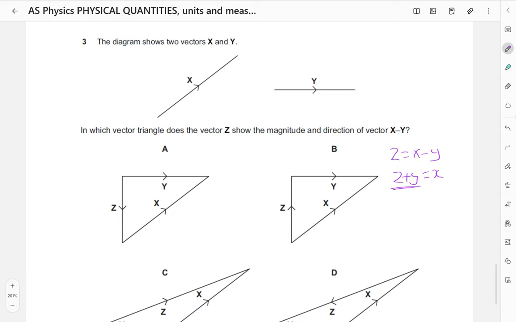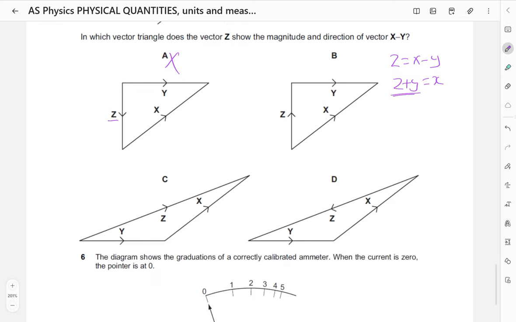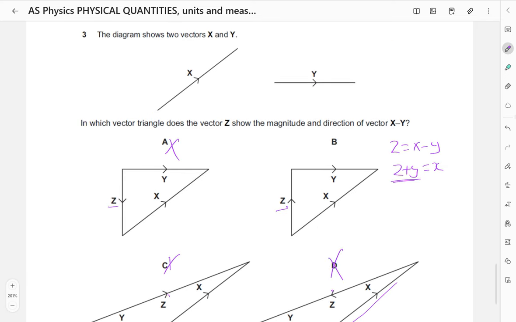So if we say z plus y, this one cannot give us z plus y, these ones are the other way around, we can't have z plus y there. Okay, this one gives us z plus y, but then x is in the same direction, so this is out. But then z plus y, they are forming that loop, then x must be the other way around, opposite direction, so the answer is going to be B.